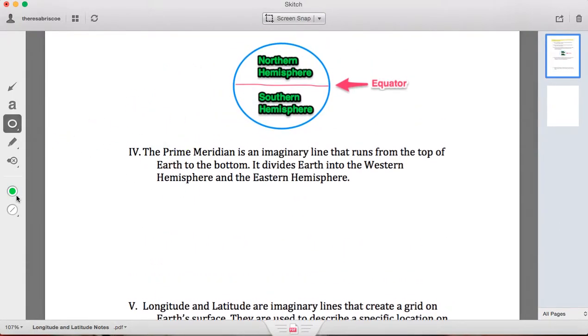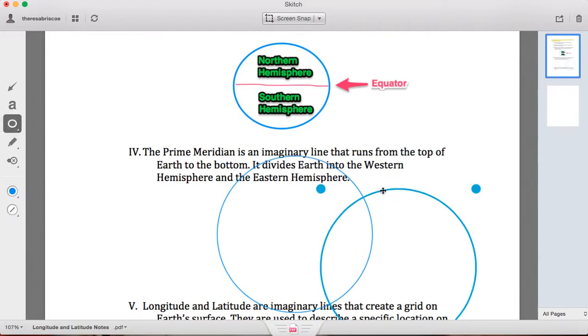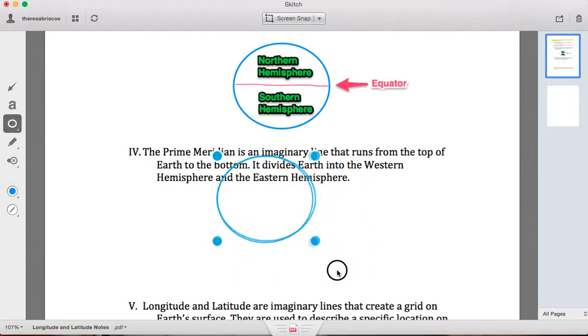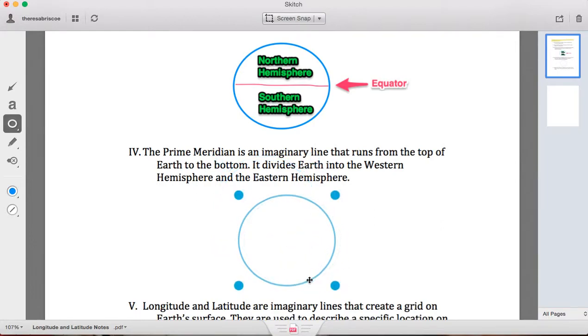So let's go ahead and put another circle here. Oops, I've added a little too much, so let's resize this circle. There we go. We'll move it down here, get my drawing tool, and I'll change the color. So our prime meridian runs from north to south, and it cuts the Earth right in half, just like the equator. Now it looks like we're going to be writing in blue.